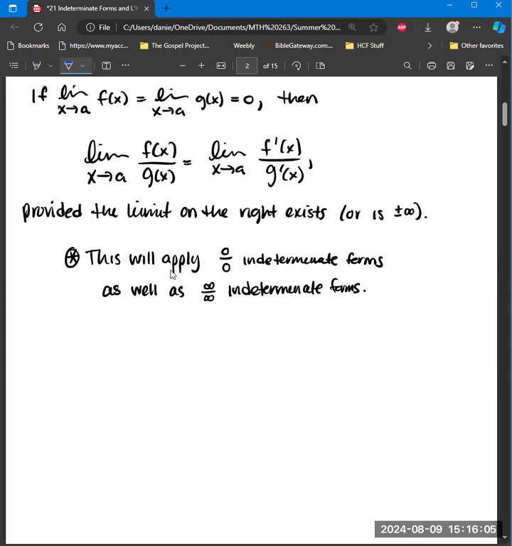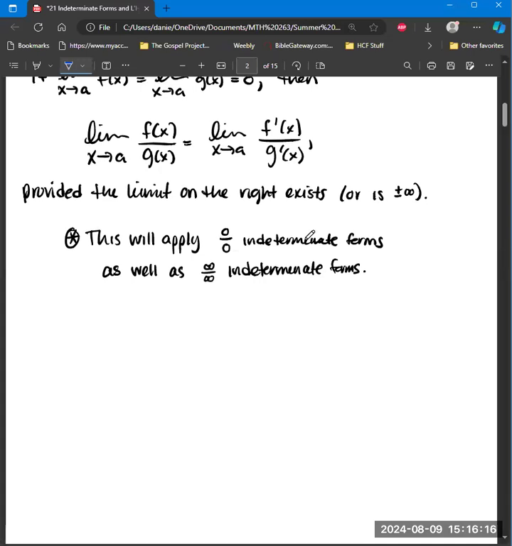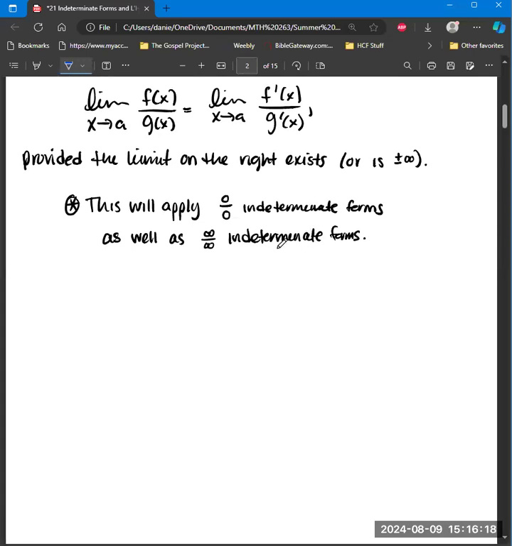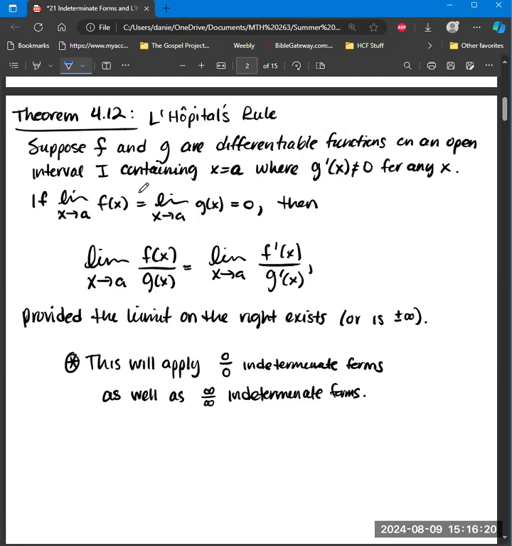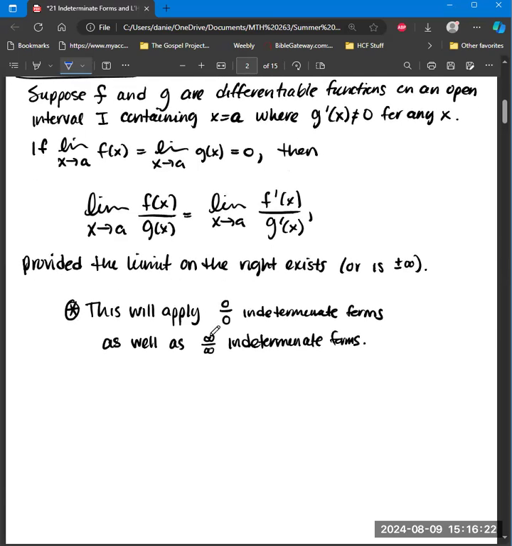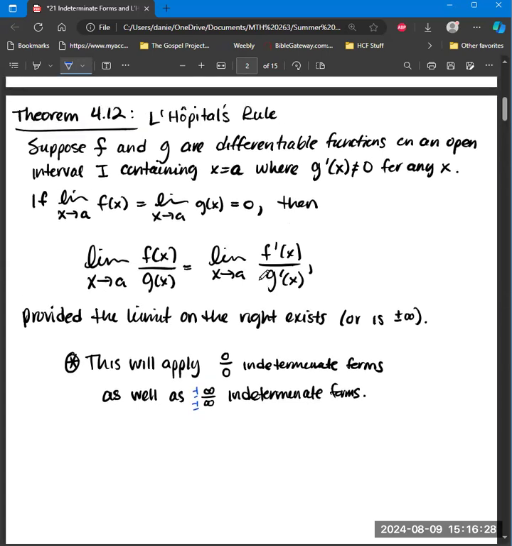This limit here exists, they're saying, or can be evaluated to be plus or minus infinity. We don't want something over here that we can't determine what it is. This will apply to anything that's not only 0 over 0, but also plus or minus infinity over plus or minus infinity indeterminate forms.